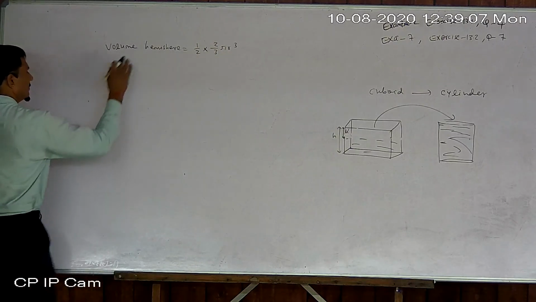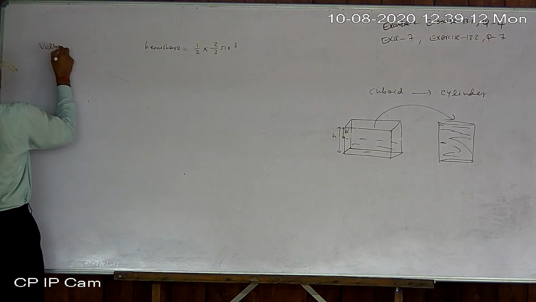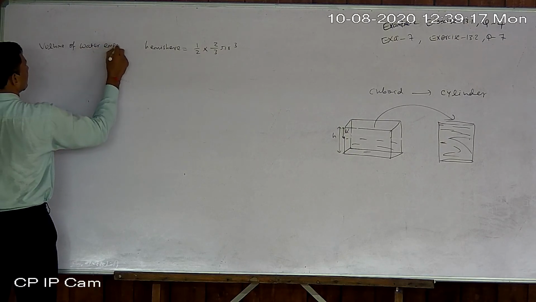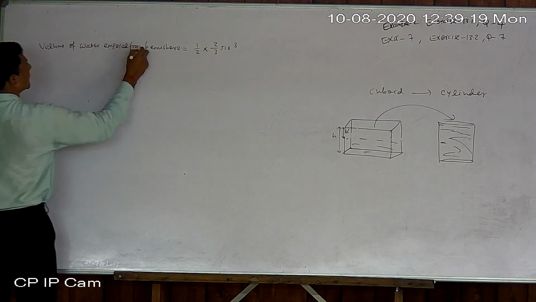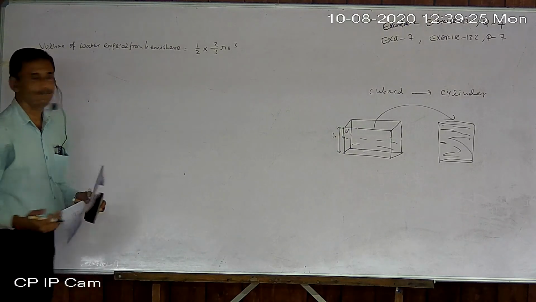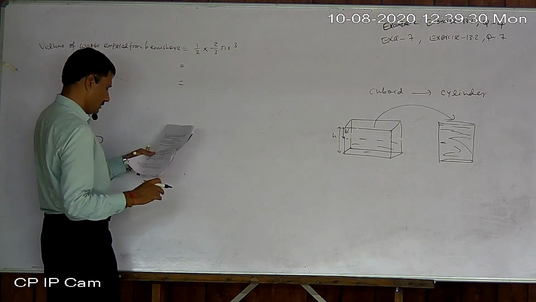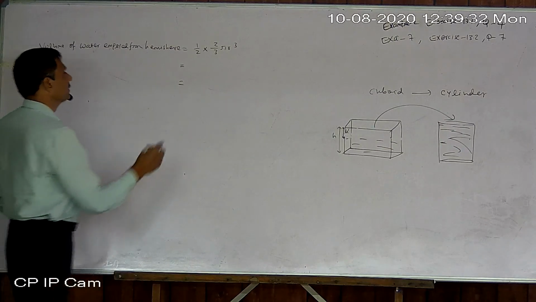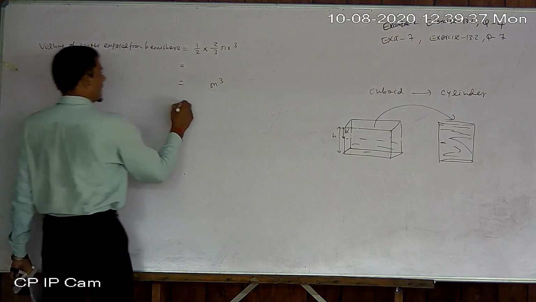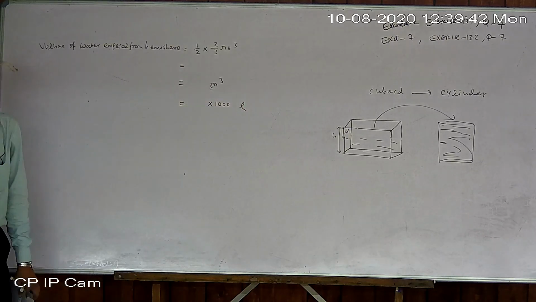Volume of water emptied from the hemispherical tank: this part is removed, half the part. So you just find that volume. In which unit will the volume be? Meter cube, because the radius is given in meter. Then multiply by 1000, so it will be liter. You will get liter at this stage.